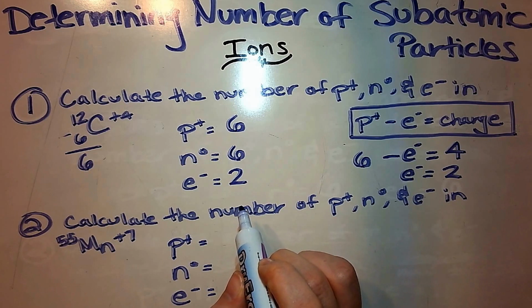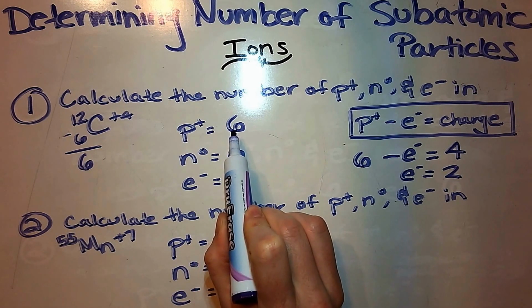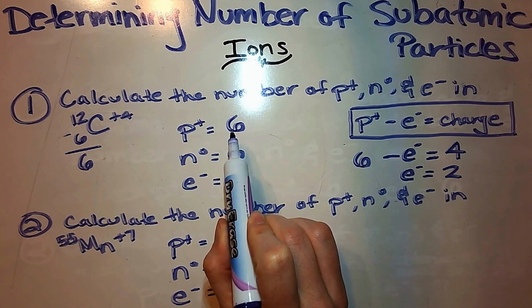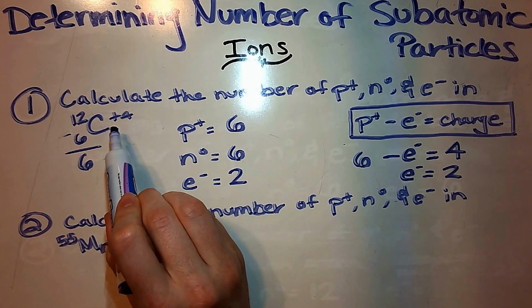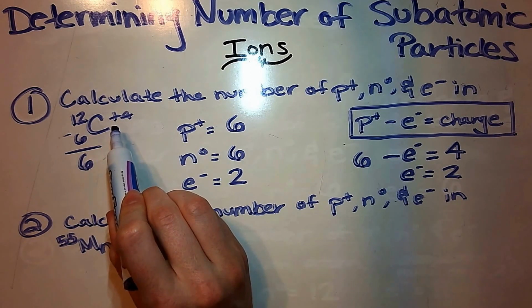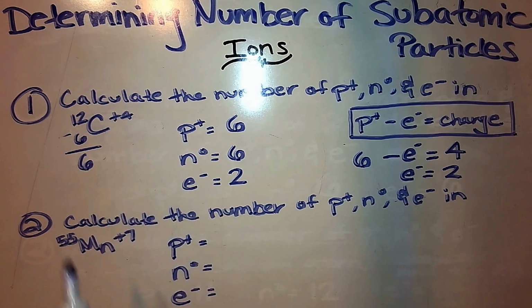So in this scenario, a neutral carbon atom will have 6 protons and 6 electrons. However, this atom has lost 4 electrons, and it is now an ion. So if it's lost 4 negative electrons, it now will have this +4 charge. All right, let's move on to the second one.